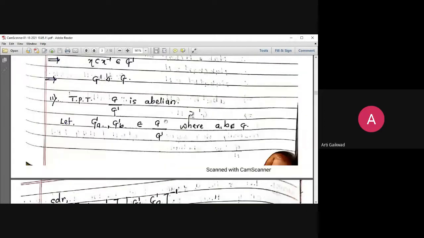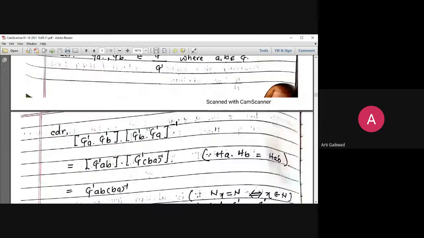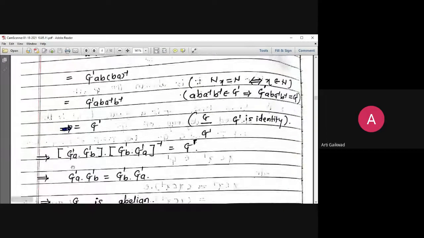So we have G dash A into G dash B into G dash B into G dash A inverse whole bracket inverse, which is equal to G dash. But G dash is the identity of this factor group, G upon G dash. Hence, A into B inverse is equal to E, समजा identity असेल. So what we can say that A is the inverse of B or B is the inverse of A.